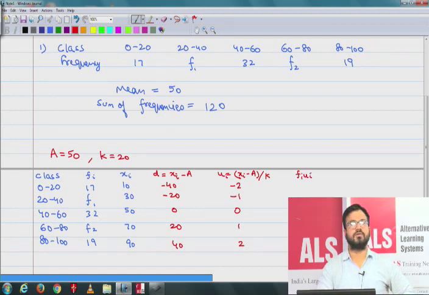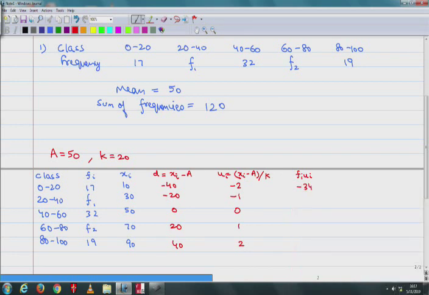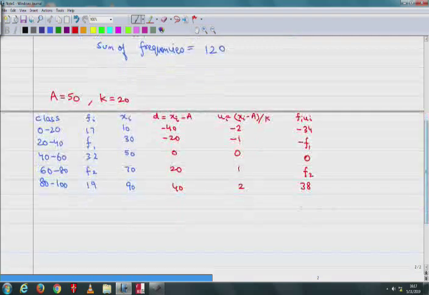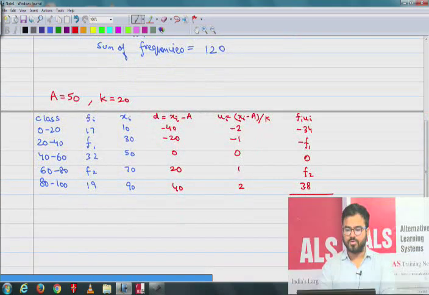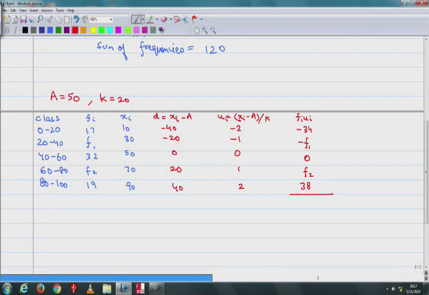This is the same thing which we did in the last class also. So 17 into negative 2 is negative 34. F1 into negative 1 is minus F1. Then 32 into 0, F2 into 1, and 19 into 2. Now we can add all of them up. 38 minus 34 is 4. So it will be 4 plus F2 minus F1. That is the sum of fi ui, sigma fi ui.